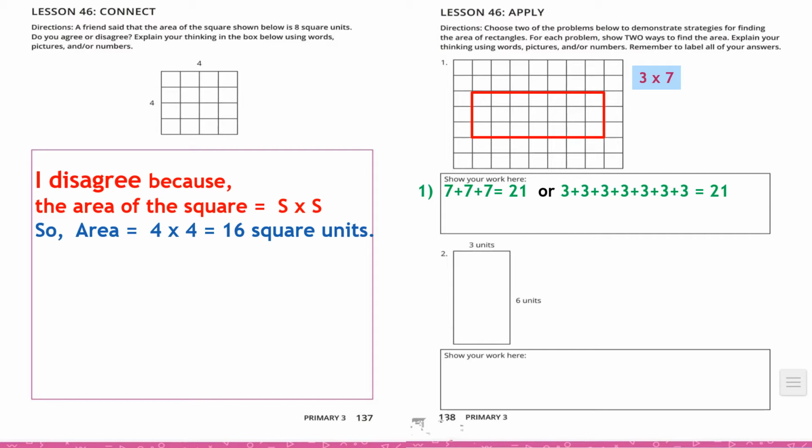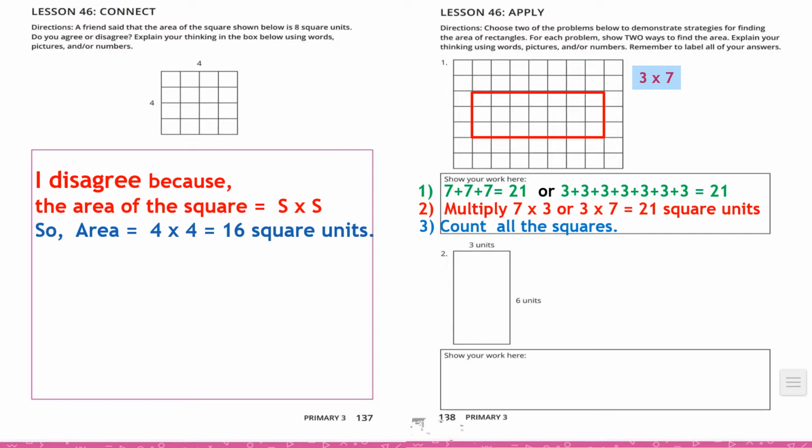If we want to find the area of this shape by a different way, we can find it by multiplication. We can multiply rows times columns, or length times width, which equals 3 times 7, or 7 times 3 equals 21 square units. We can also add a third way by counting all squares.